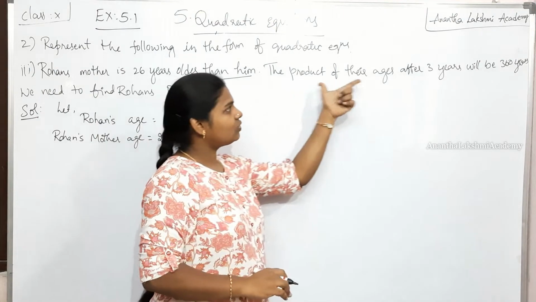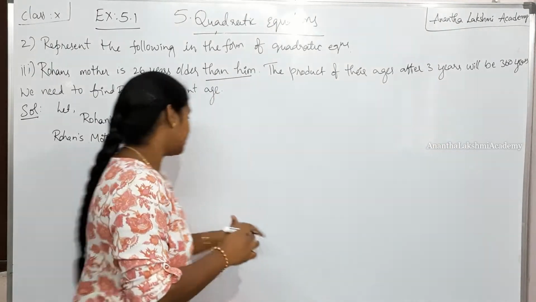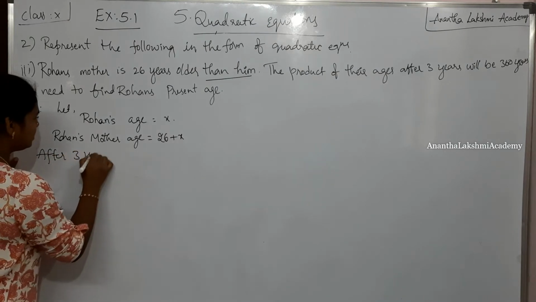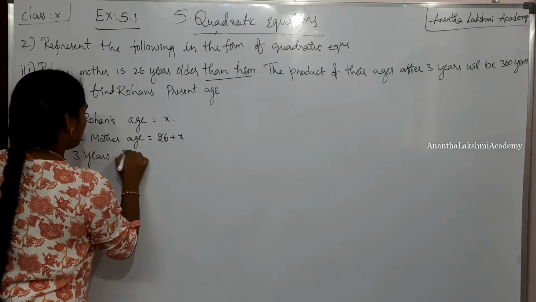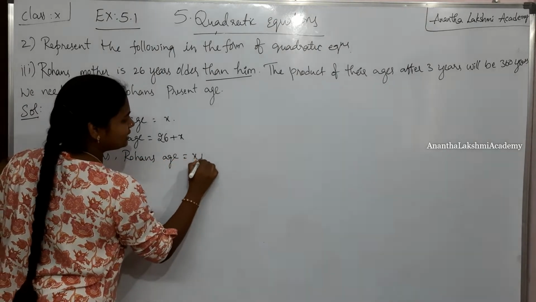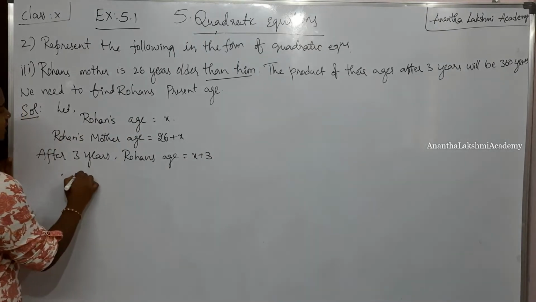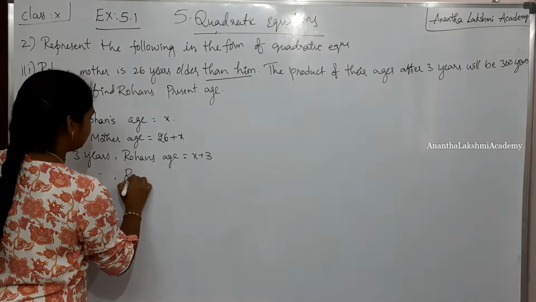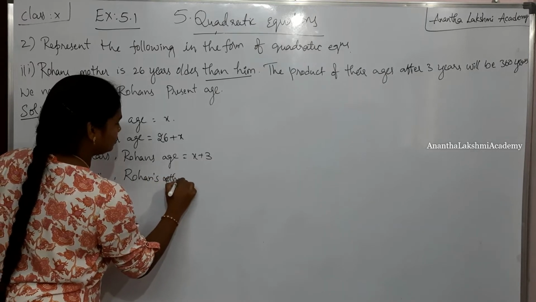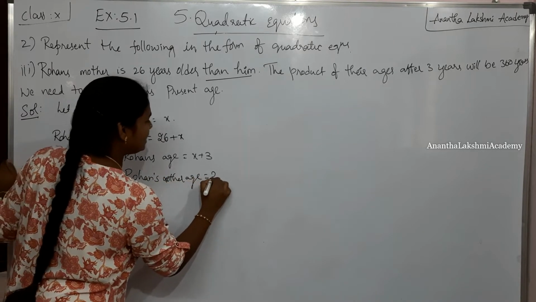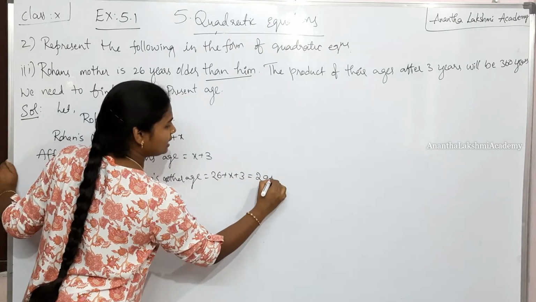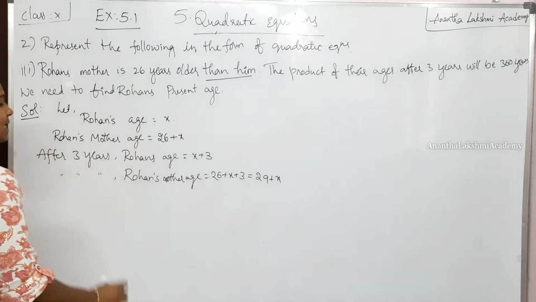What is given? Product of their ages after 3 years. So, after 3 years, Rohan's age will be x plus 3. And similarly, after 3 years, Rohan's mother's age is equal to 26 plus x plus 3, which is nothing but 29 plus x.